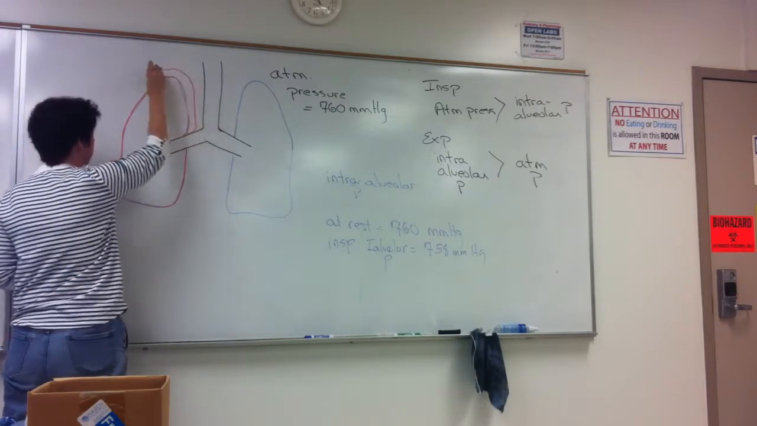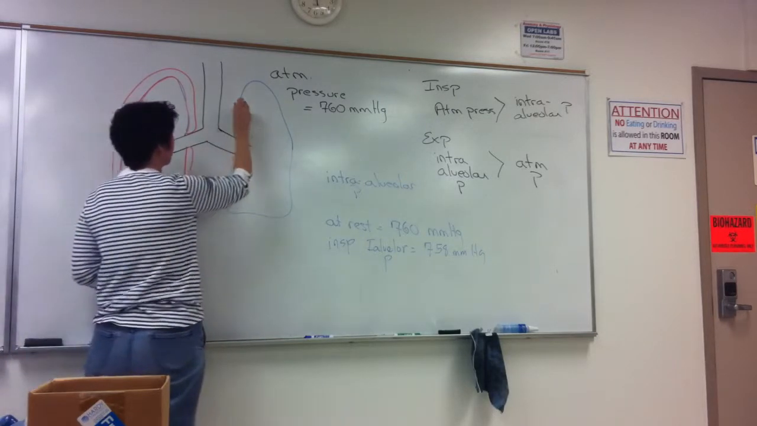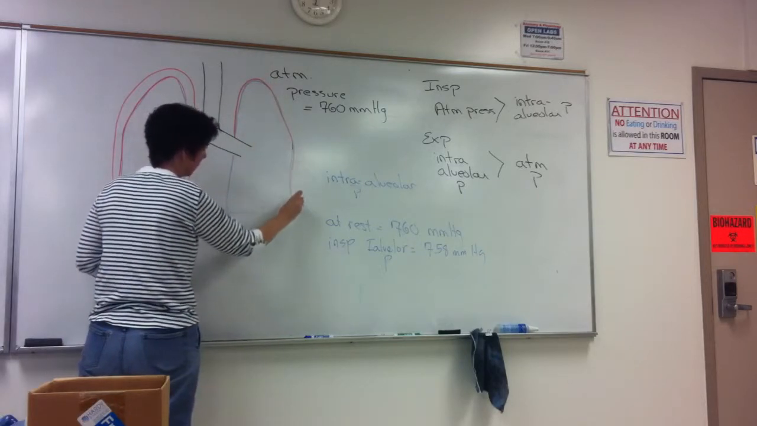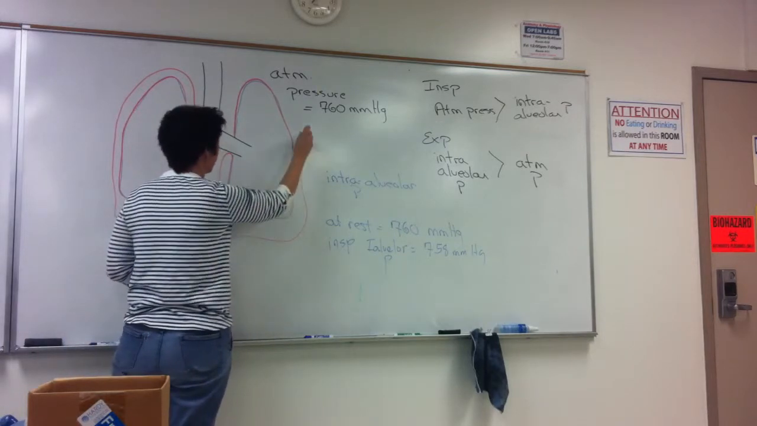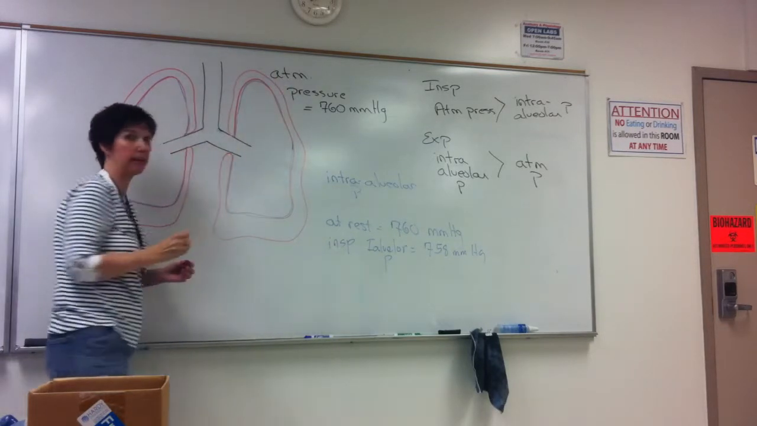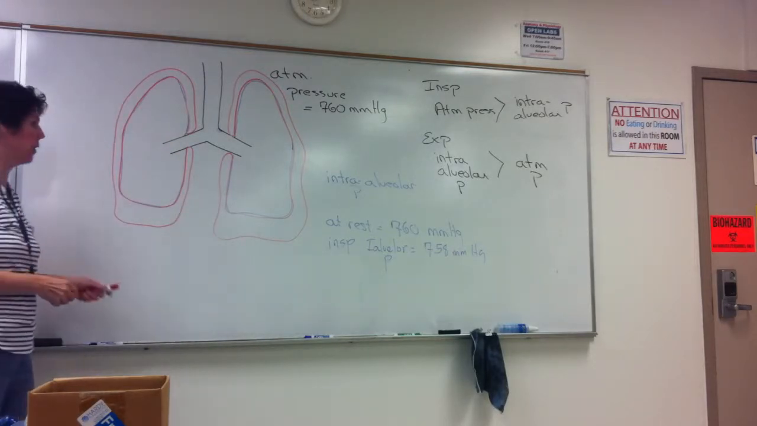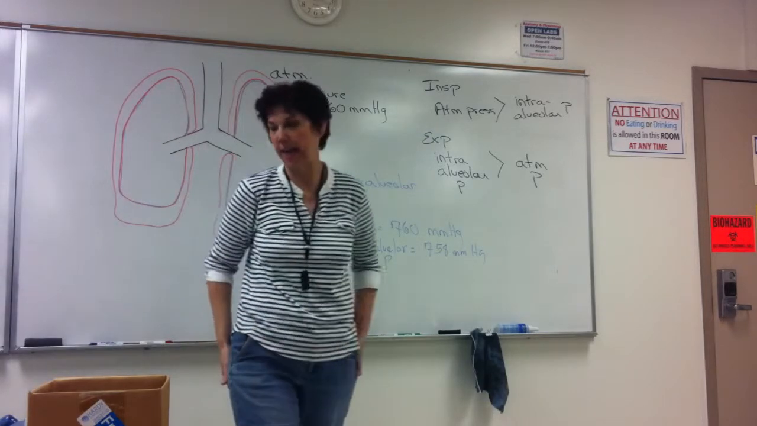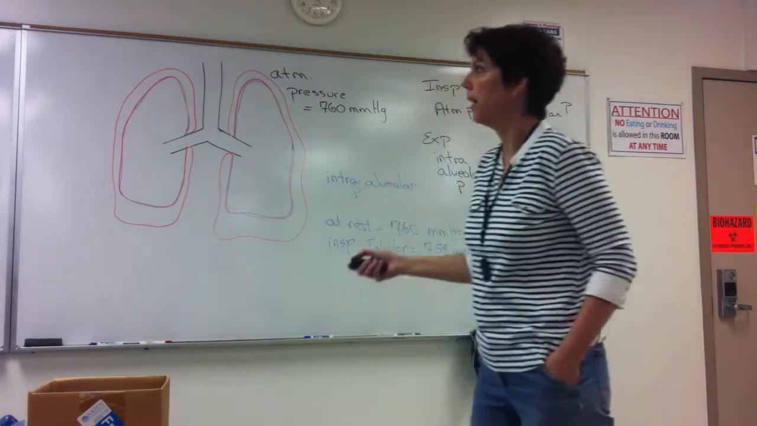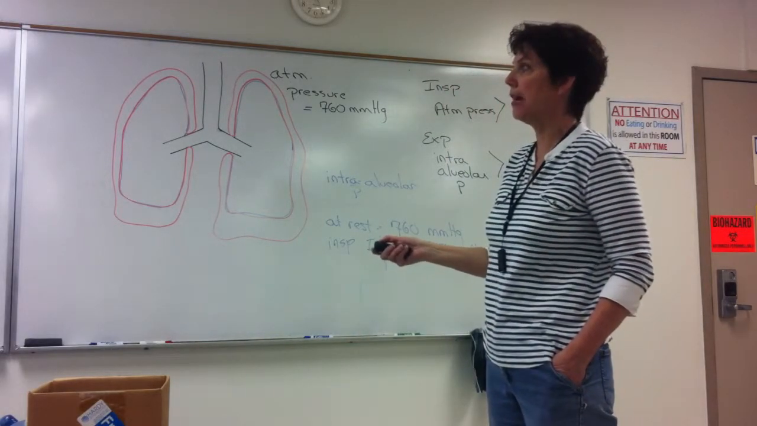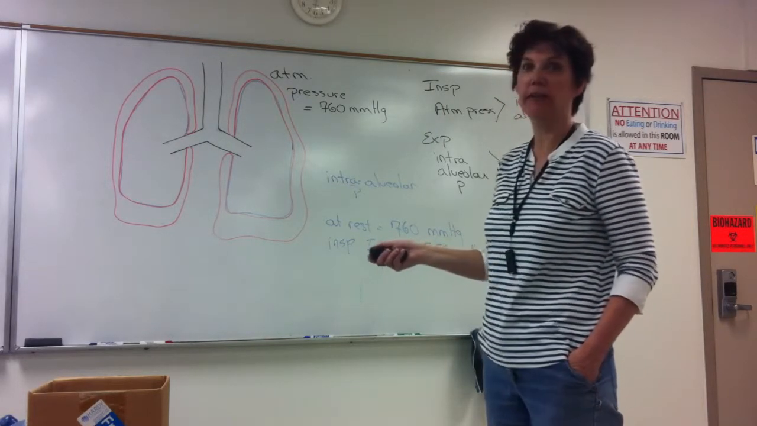And the parietal pleura is attached to the chest wall and to the diaphragm. Intrapleural pressure is always less than intraalveolar and less than atmospheric. Even when intraalveolar pressure is greater than atmospheric, intrapleural pressure never becomes greater. All right? So intrapleural pressure is about 4 millimeters of mercury less than intraalveolar.